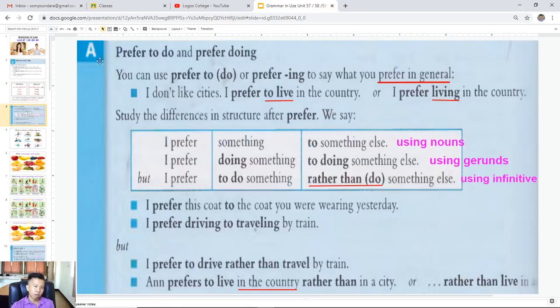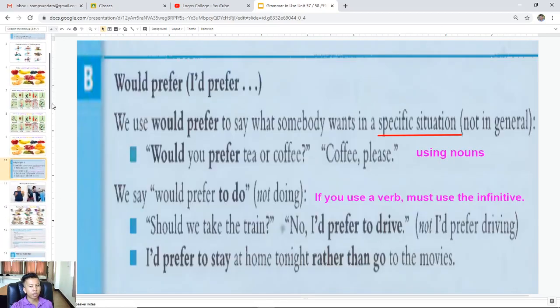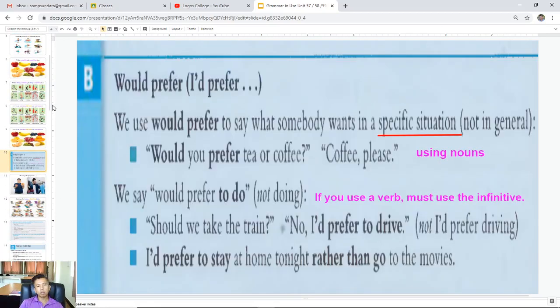Prefer. You can use it with the infinitive or with the gerund or with nouns. I would prefer, I prefer, that's a little different. All right, you use would prefer with nouns and the infinitive. We don't use a gerund with would prefer. We say I prefer to drive. We don't say I prefer driving.